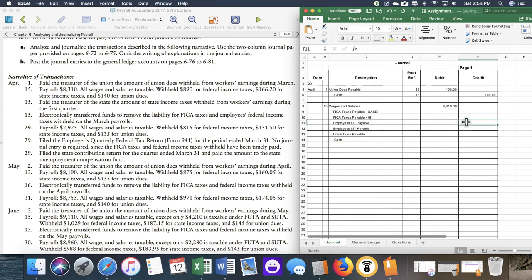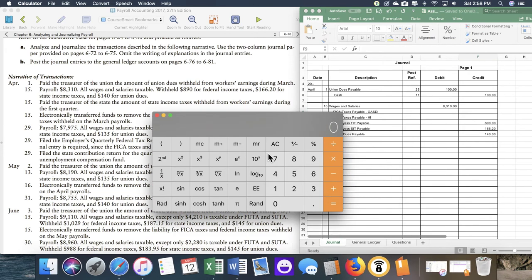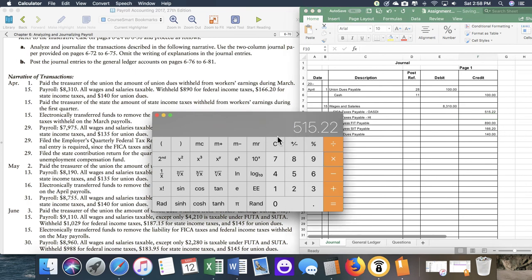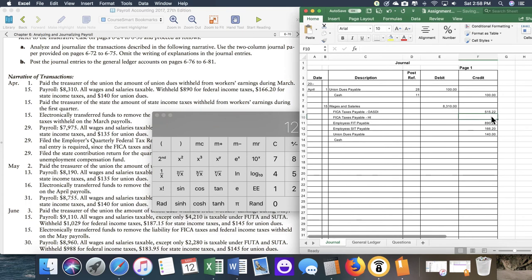So we know federal income tax is 890. State income tax is 166.20. Union dues is 140. Now we have to calculate our OASDI and HI. To do that, we're going to take our 8,310 times 6.2%, which gives us $515.22. Then we're going to repeat the same procedure to determine our HI, times 1.45%, which gives us $120.50.